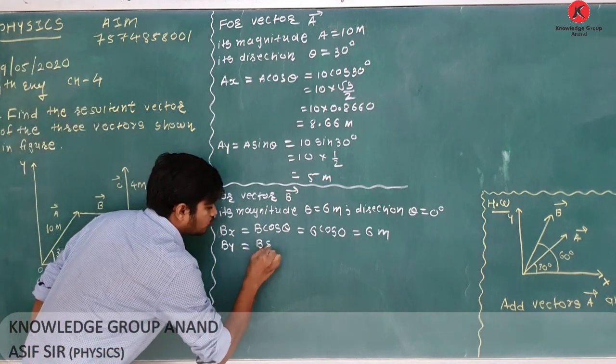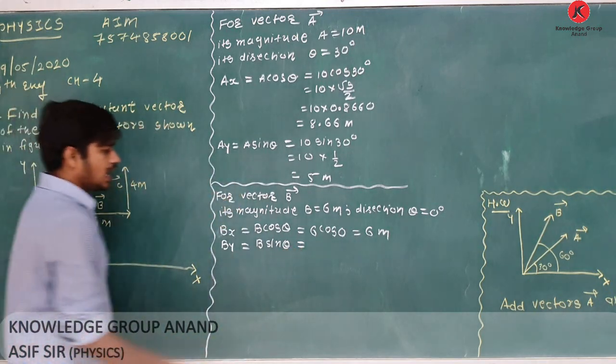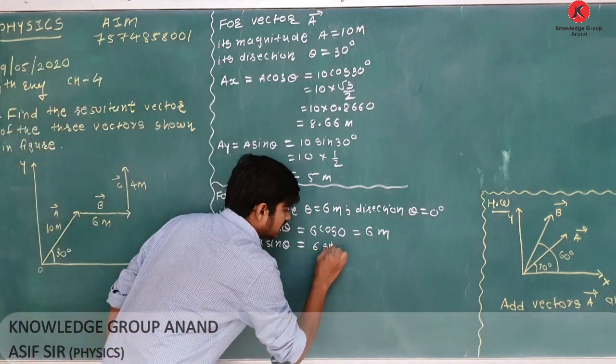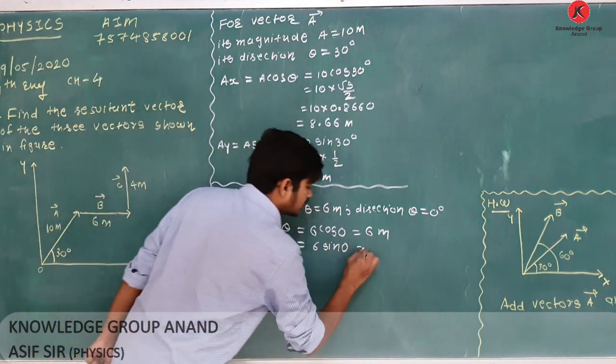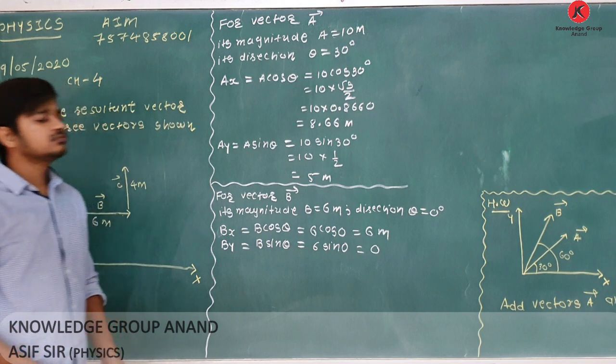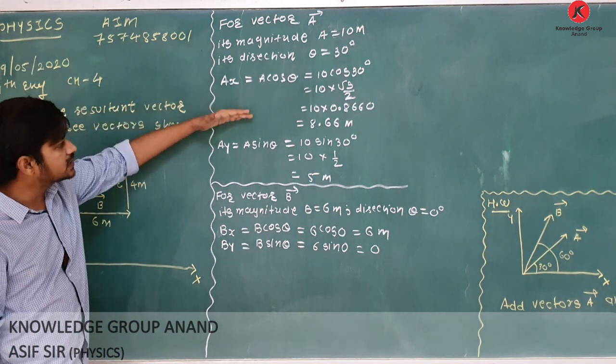Next one is By. By is equal to B sin theta. So it is equal to 6 sin 0. And what is value of sin 0? Yes, sin 0 is equal to 0. Then yes, it is 0. Clear? Then see. First for vector A, find its component.